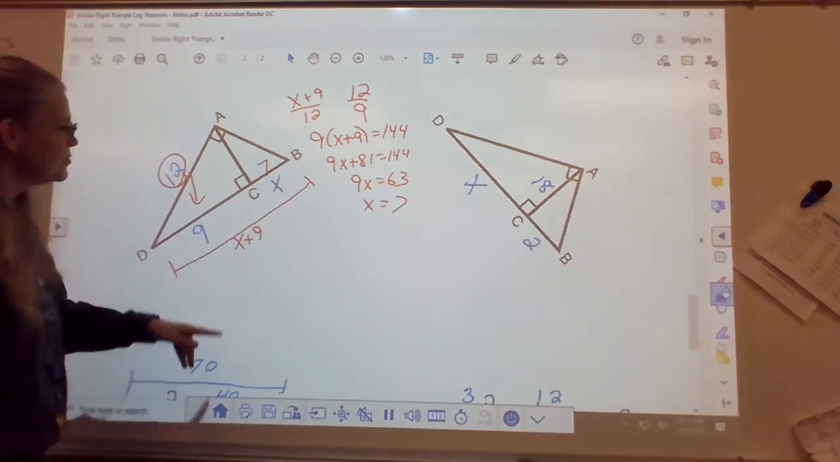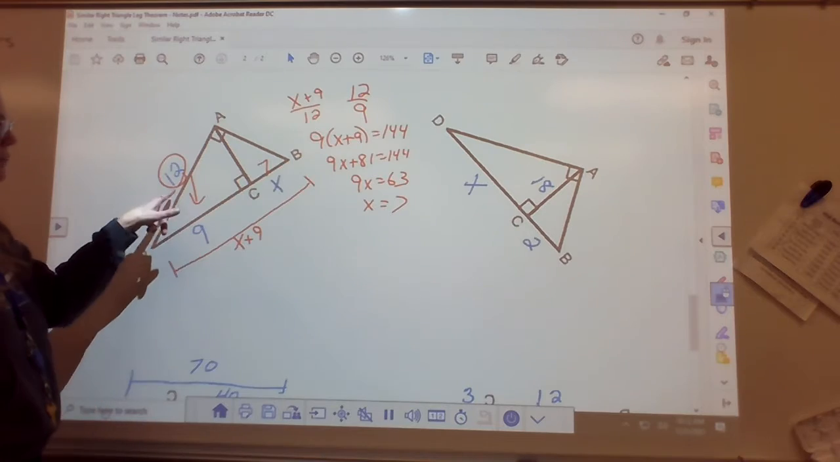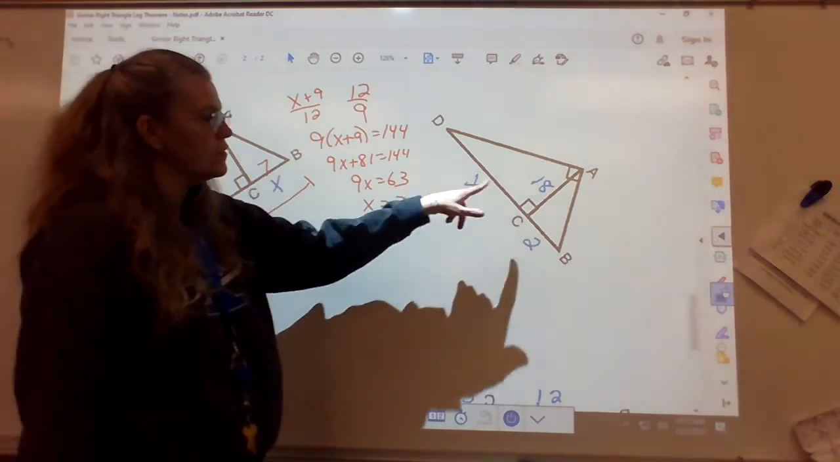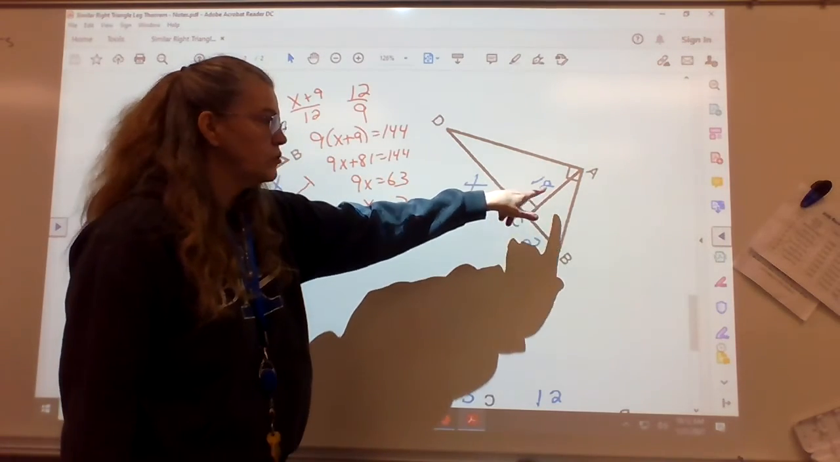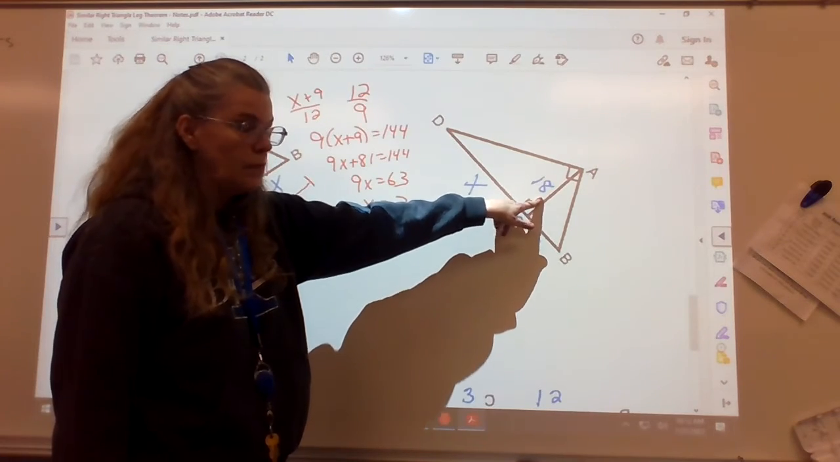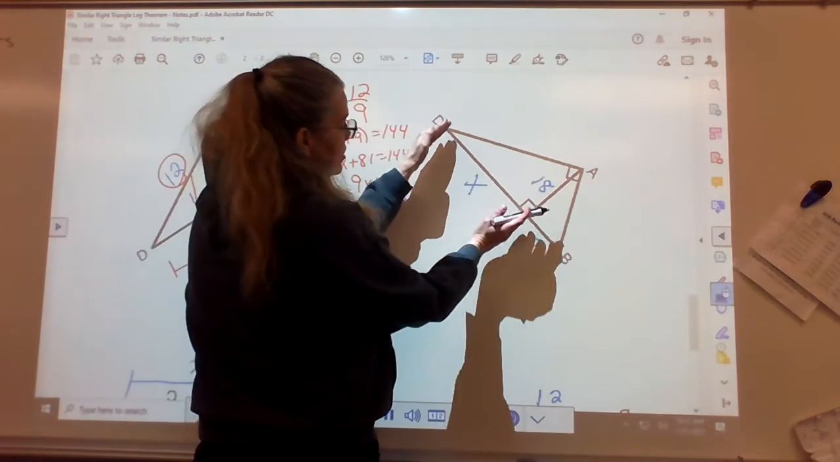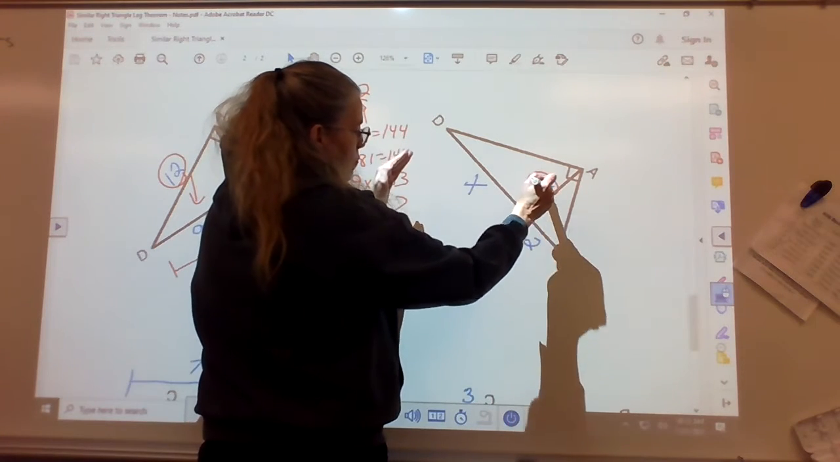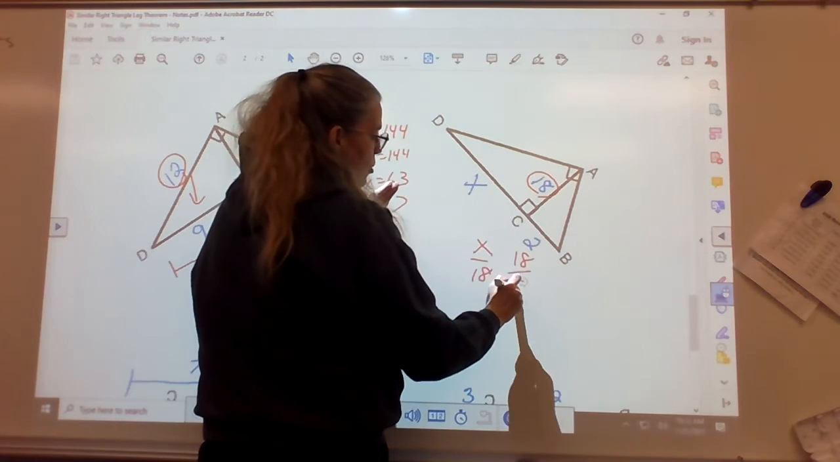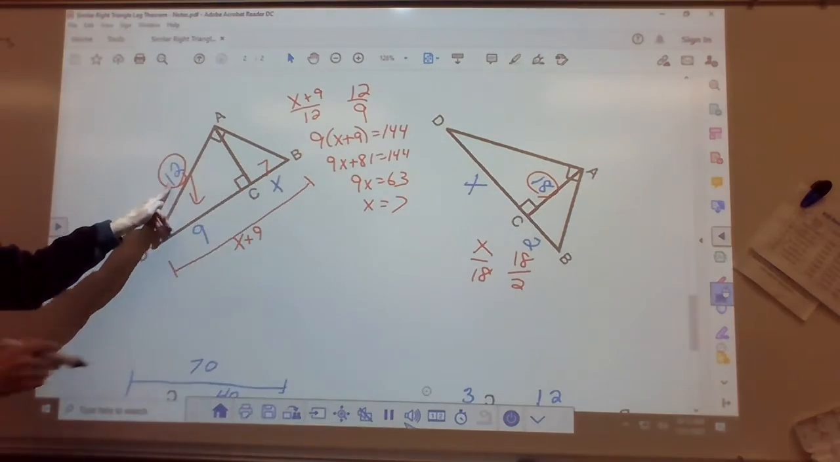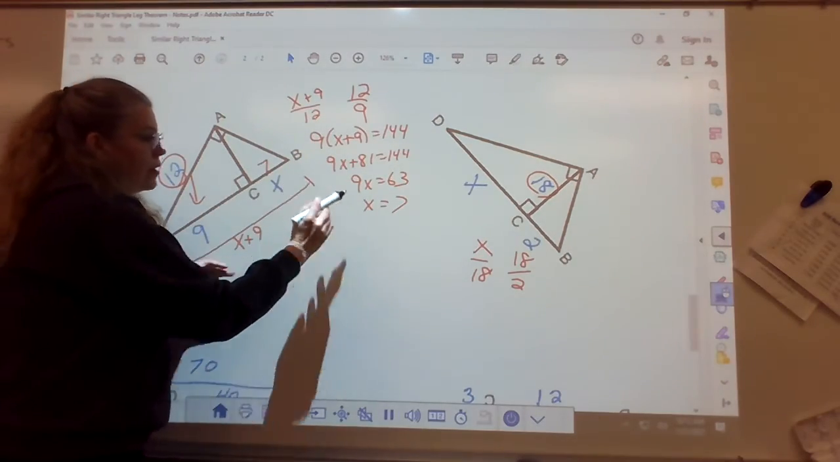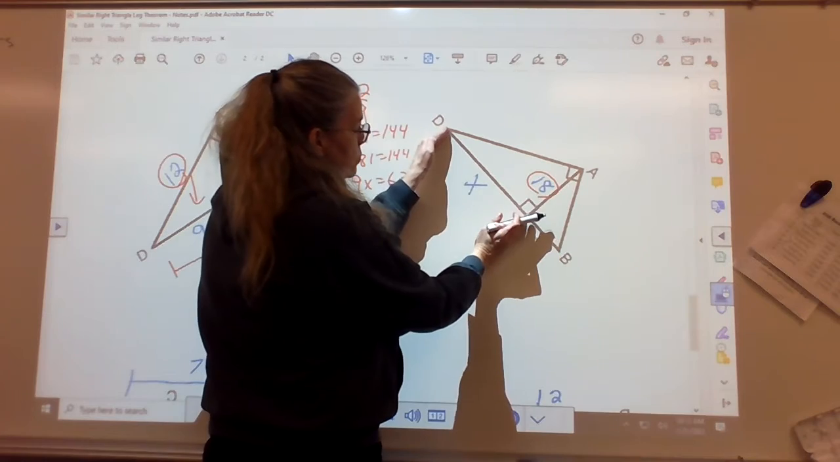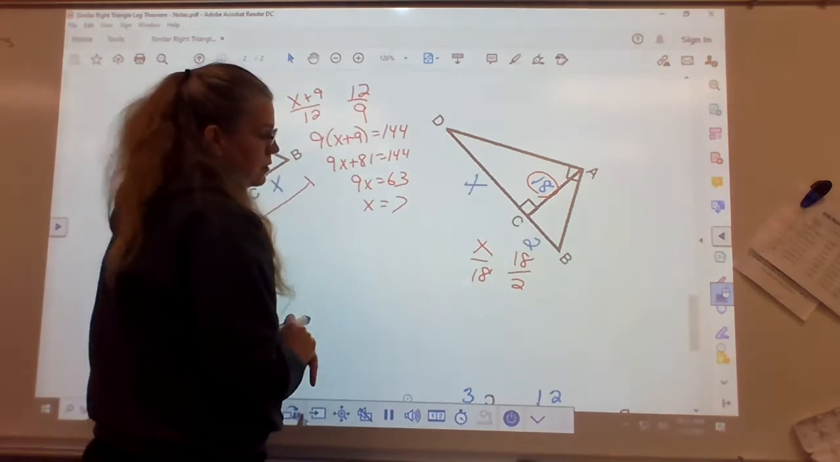Now, this one kind of looks like this one, but this one it was in the corner. This one it was in the middle, which makes this one pretty easy. Because if it's in the middle, it's just piece over middle, middle over other piece. So if it's in the corner, you've got to use the total. If it's in the middle, you use piece and piece.